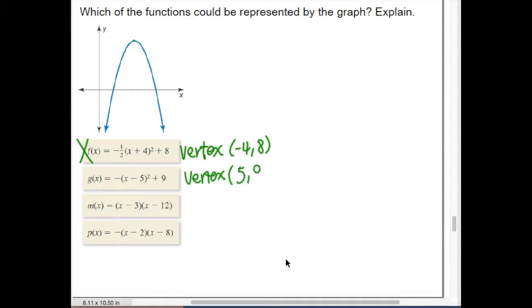In the next, g of x, we have vertex (5, 9), and this vertex is in the first quadrant. So the graph could represent g of x just by looking at the given graph and the equation of g of x. I'm going to come back to this, so we're going to leave that open.